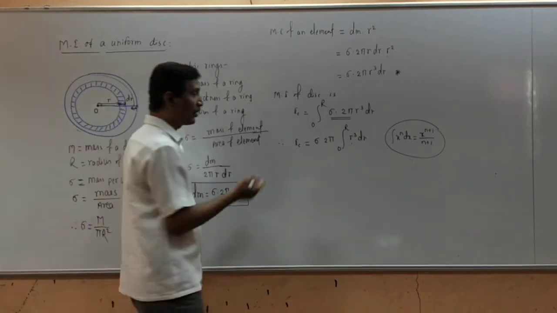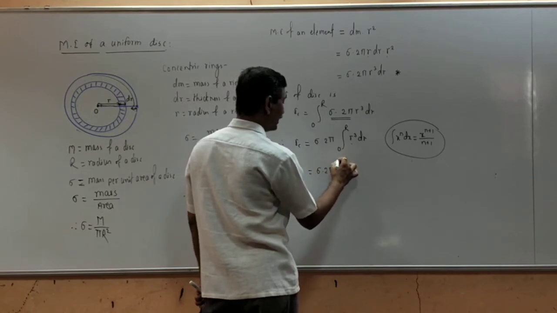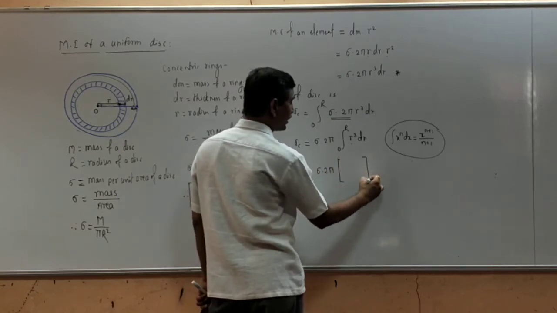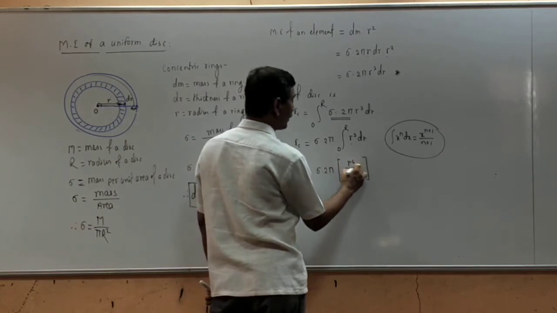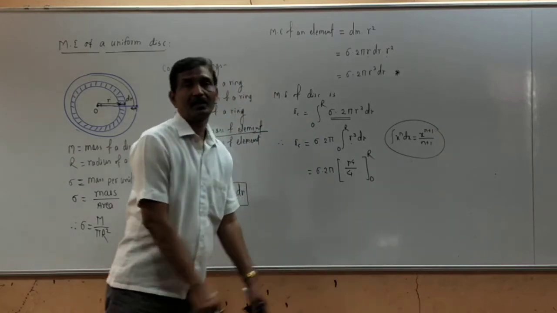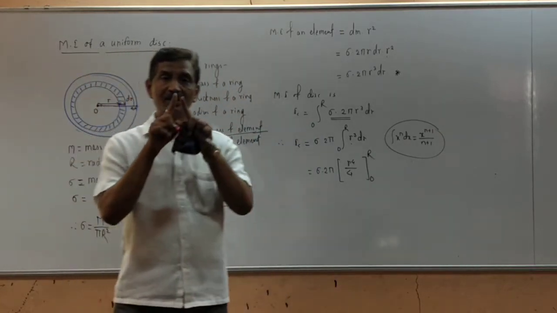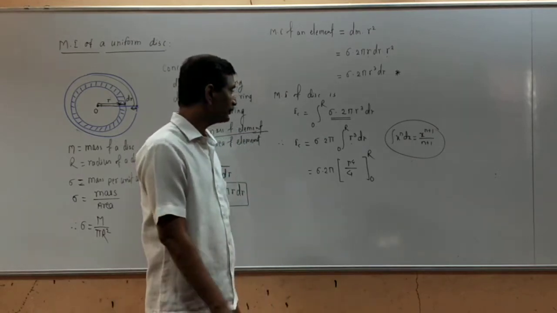It is r raised to 4 upon 4. So we get sigma 2 pi. Write down the answer of definite integration in a square bracket. So its answer is r raised to 4 upon 4, limit from 0 to R. The answer of definite integration is always written in a square bracket.